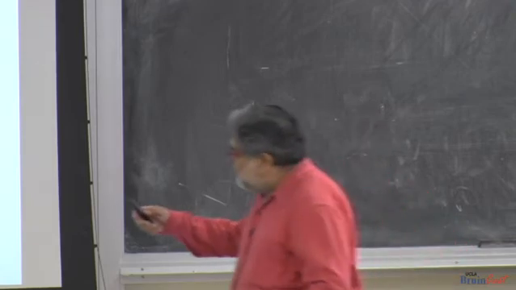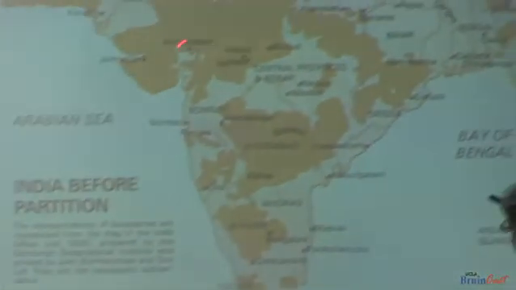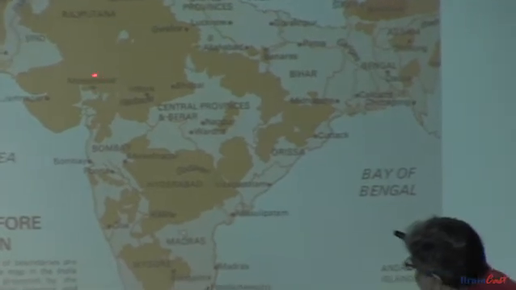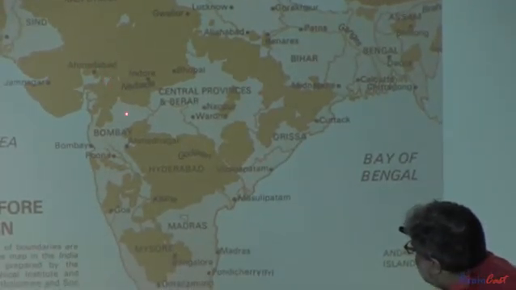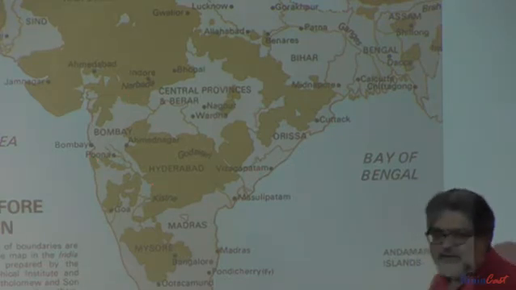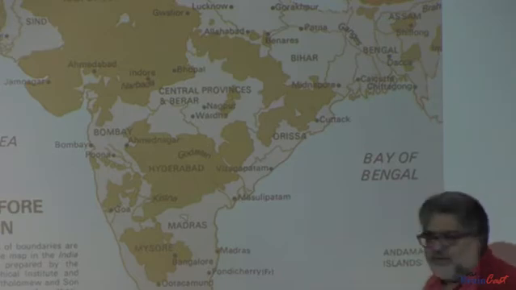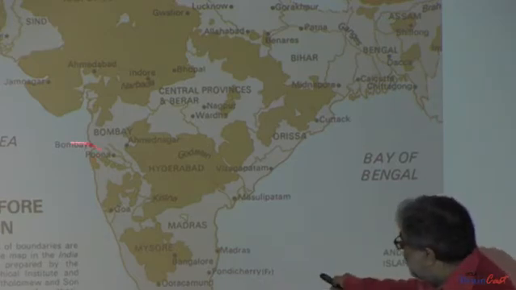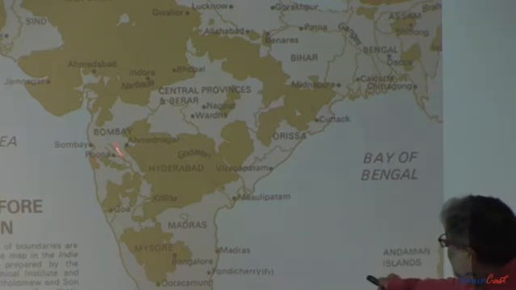So you can see here Ahmedabad, one of the cities that Gandhi was associated with. He stayed there for a long time. He wasn't born there; he was born in Porbandar. And this is the present-day state of Maharashtra, of which the main city is Bombay, now called Mumbai. And then you have Pune over here.